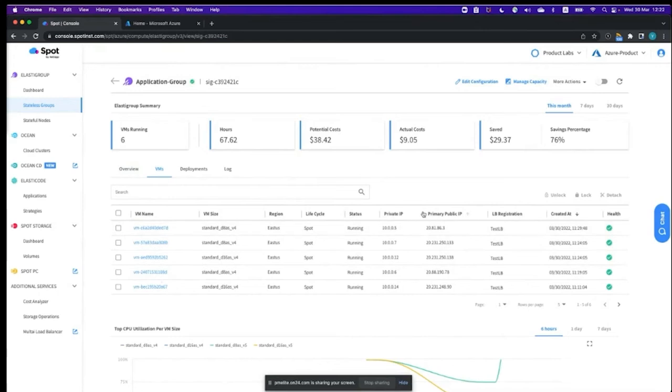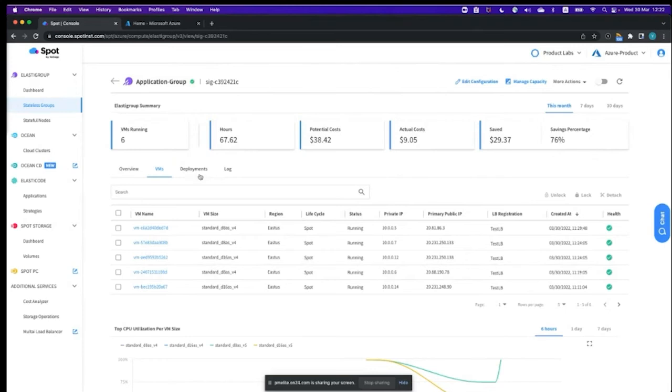Their network properties: here we are connecting the group to a load balancer. When I talked about the stateless solution, this is one of the most popular use cases, to connect the group to some kind of load balancing application. So this is the load balancer registration, and here is the time the VM was created.